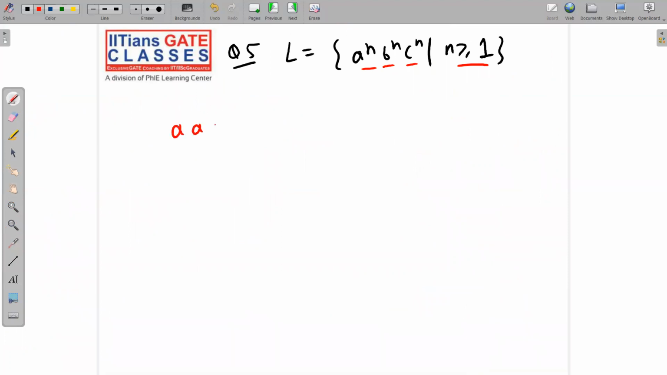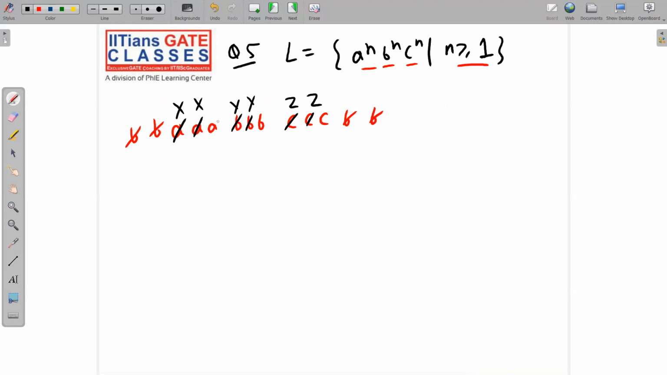See, suppose we have triple A, triple B, triple C, and here we have blanks. What should be done? A will be changed to X. This B will be changed to Y. This C will be changed to Z. Now we will move backward. Again, this A will be changed to X, this B will be changed to Y, this C will be changed to Z.